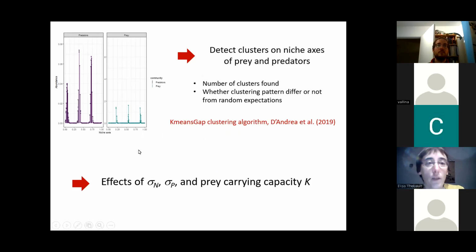Because we were interested in understanding these clustering patterns, we used a clustering algorithm developed by D'Andrea and collaborators, the K-means gap, to both detect the number of clusters on both the predator and the prey niche axis, and also assess whether the clustering pattern differed from random expectations. In the following, I will show results on these clustering patterns as a function of the niche width determining the competition of the prey, the niche width for the predation, and the prey carrying capacity, which will be my proxy for ecosystem productivity.